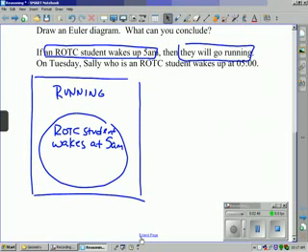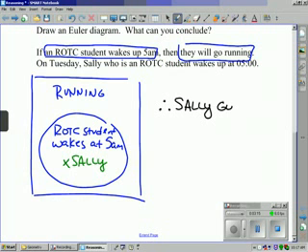Our next statement says, on Tuesday, Sally, who is an ROTC student, wakes up at 5 a.m. So Sally is an example of an ROTC student who wakes up at 5 a.m. So I'm going to place Sally here, where it says ROTC students wake up at 5 a.m. Therefore, what can we conclude? Well, since she is a ROTC student and she's waking up at 5 a.m., therefore, we know that Sally goes running.